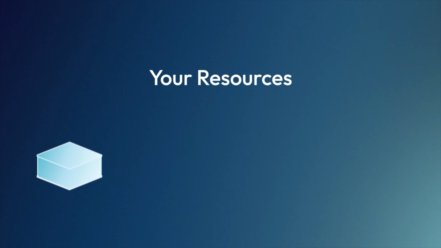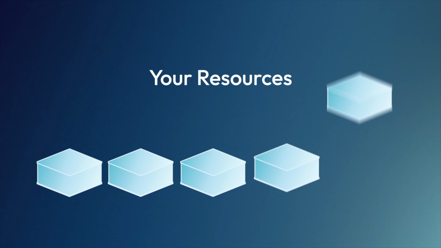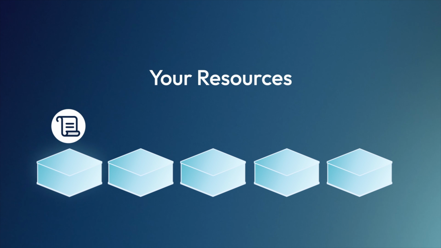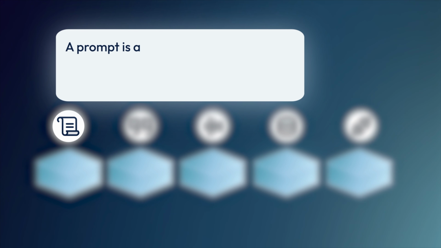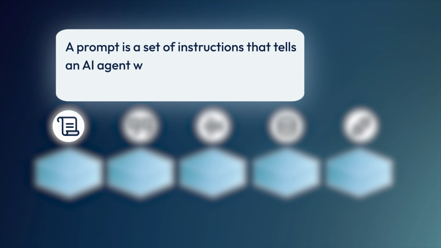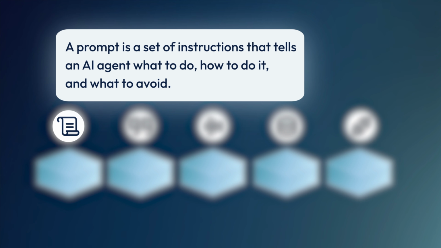So to build your agents, you're going to need some building blocks, which we call resources. For our use case, we'll need a prompt, a message, a voice group, a data source, and a voice channel. A prompt is a set of written instructions given to an AI agent that details everything the agent does, how it does those things, and what it should and shouldn't do given certain conditions.